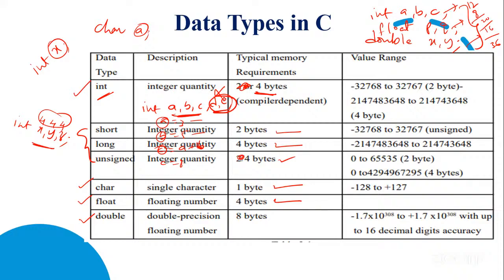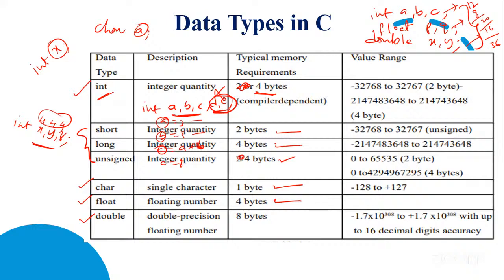And C supports 4 types of data types. One is integer data type. The keyword for the integer data type is int. And the other is character data type. The keyword for character data type is char. And for the decimal data type, the keyword is float. And for the double data type, the keyword is double. All the data types use only lowercase keywords.